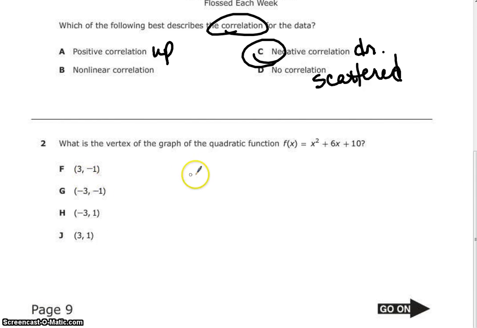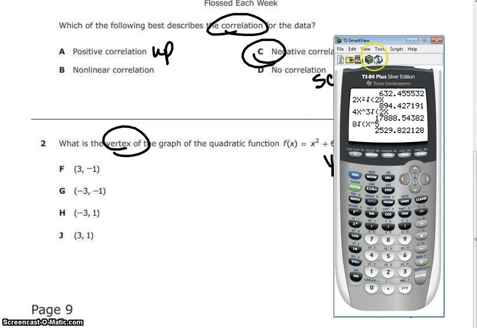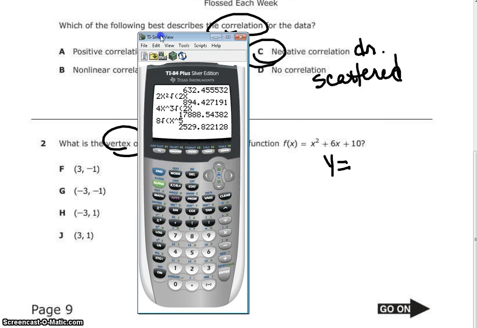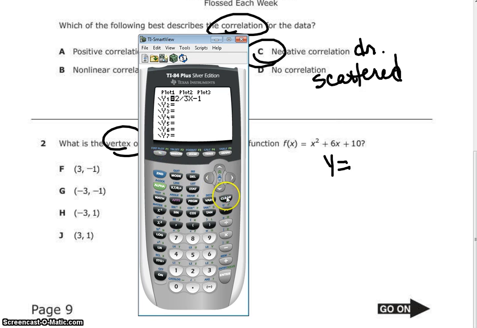Number 2, what is the vertex of the graph? X squared plus 6x plus 10. When you're finding the vertex, that's where it's changing directions. You're going to start by putting this into y equal. Anytime they give you an equation, the first thing that you have to do is put it into y equal. So clear that out, and you're going to have x squared plus 6x plus 10.